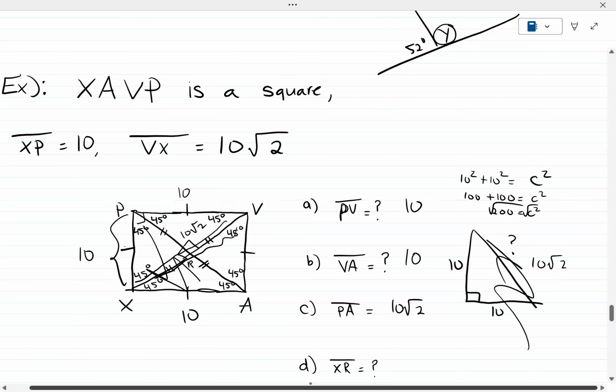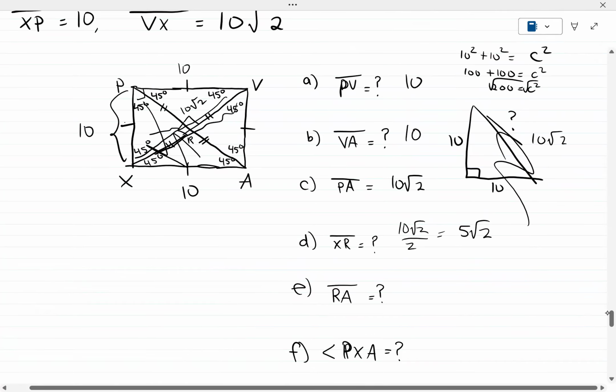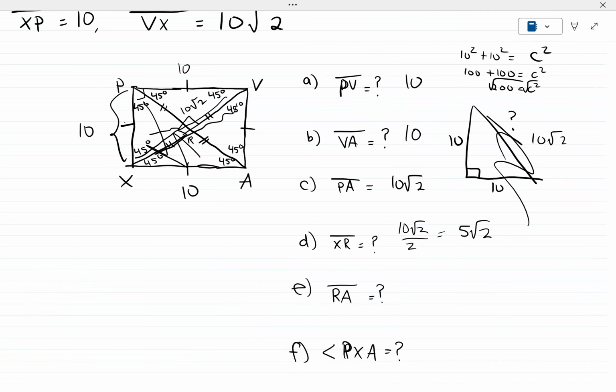What about the length of XR? It's halfway, so I think you just divide it by 2. So 10 radical 2 divided by 2 gives you 5 radical 2, right? Letter E. What is the length of RA? Where's R and where's A? Oh, that's this diagonal, and we said that all diagonals are congruent, so this should be 5 radical 2 as well.